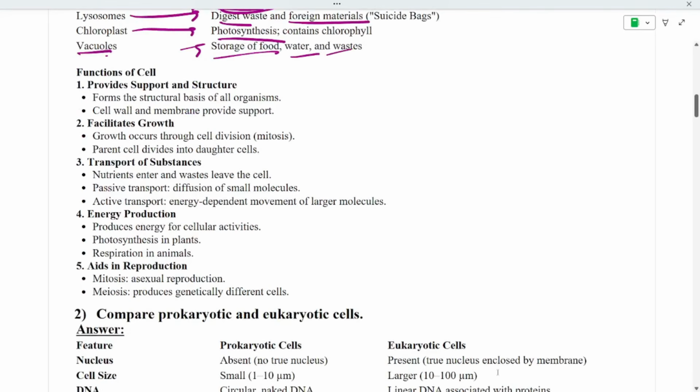And you can see the functions: it helps to provide support and structure, it facilitates growth, transport of substances and energy production, and it aids in reproduction. It happens in two ways, either mitosis or meiosis. Mitosis means asexual reproduction, meiosis means producing genetically different cells.